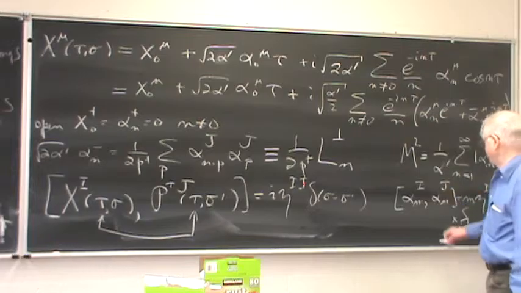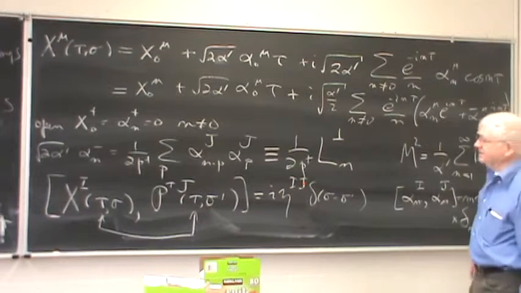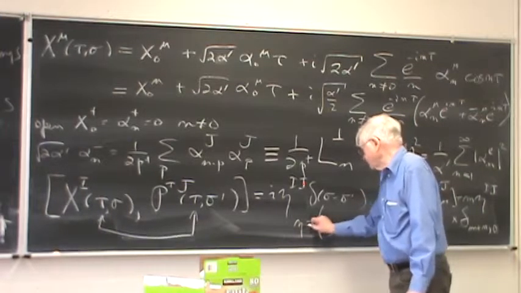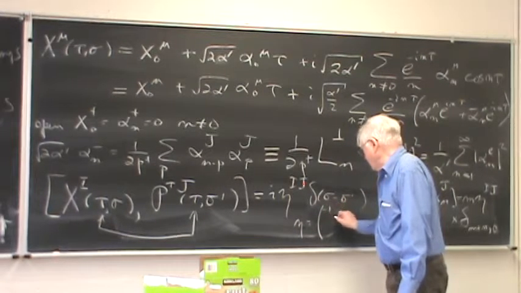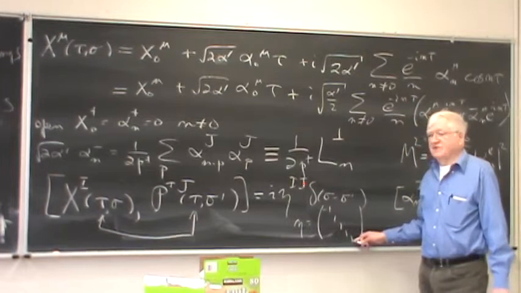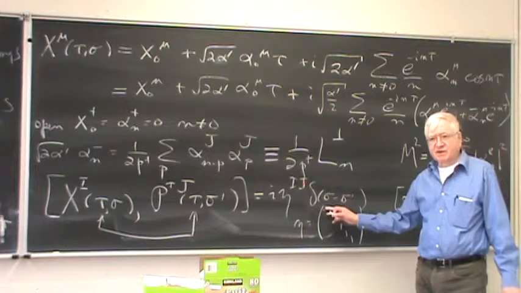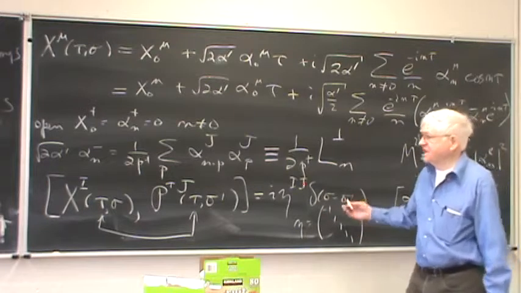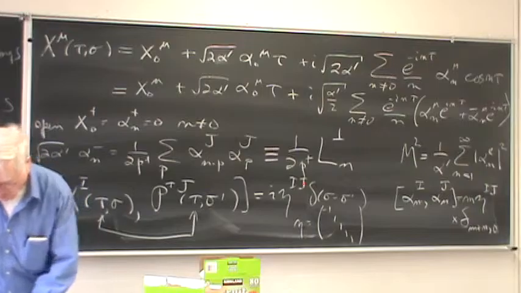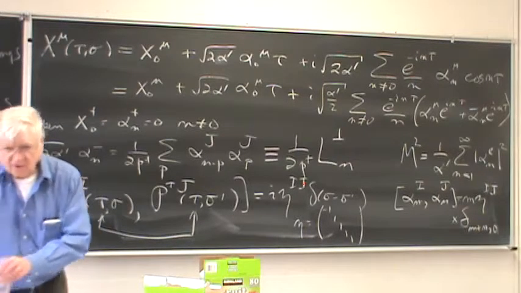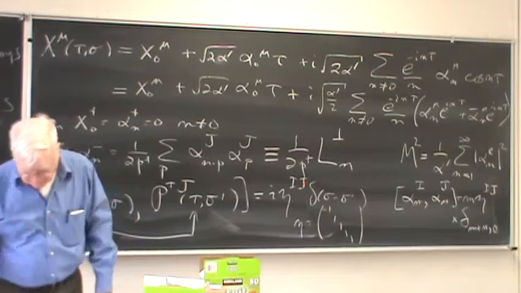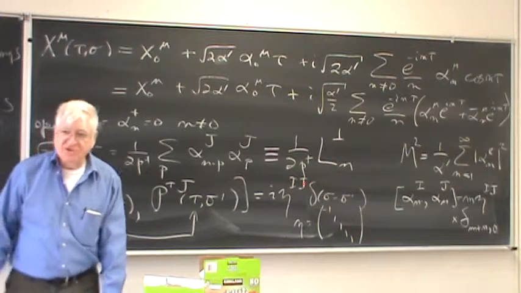These are for the transverse modes. And eta is minus 1, 1, 1, 1, and so forth. So there are 25 ones and 1 minus 1. Of course, at this stage of string theory, one doesn't know how many dimensions there are. One is just quantizing in an arbitrary number. I'm skipping, of course, an enormous amount of detail.